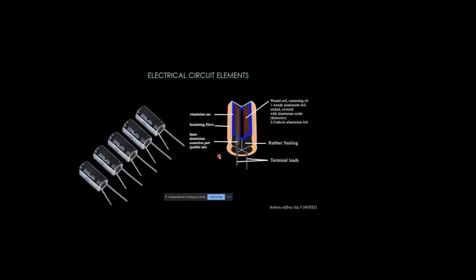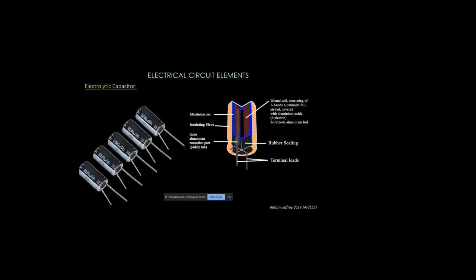Let's move to electrolytic capacitors. You can see these types of capacitors in all electronic circuits, and these capacitors are polarized. Polarized means this long lead represents plus and this short lead represents minus. So if you wrongly connect this terminal plus to minus and minus to plus, then this capacitor will get damaged.